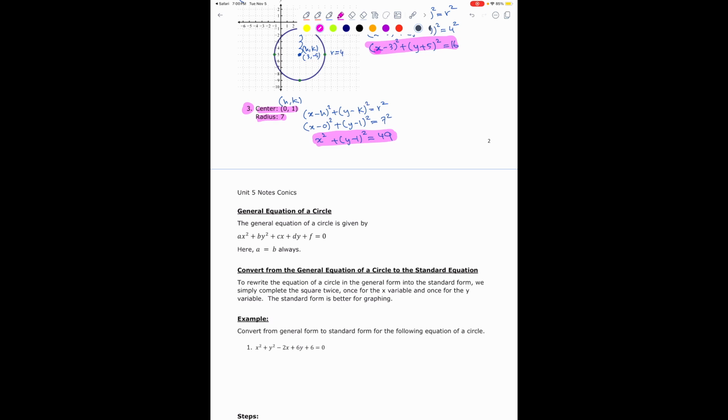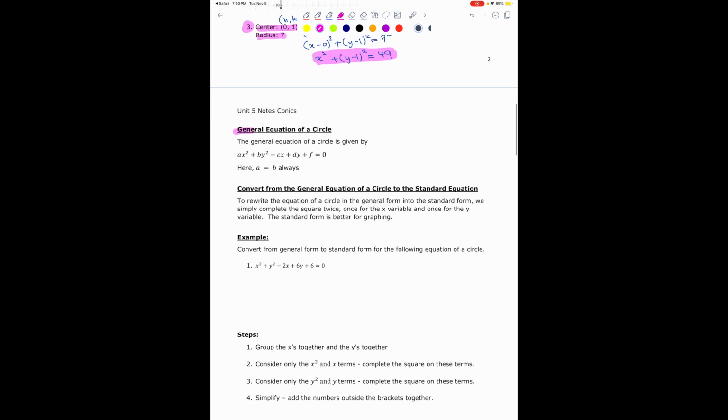This is basically how you're going to graph the equation or find the equation based on information. Next, we're going to discuss the general equation of a circle. The general equation of a circle is given by ax squared plus by squared plus cx plus dy plus f equals 0, such that a is always going to be equal to b. So these two coefficients should be the same. Otherwise, it's not going to be a circle. It's going to be a different shape.